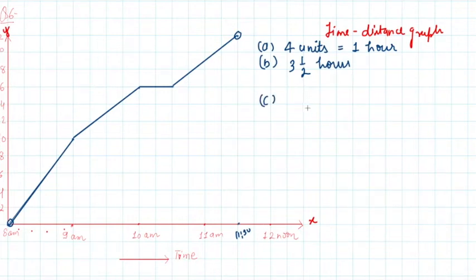Let's see the C part. How far is the place of the merchant from the town? It means we have to see the total distance covered. So if you see, the total distance covered is 22 kilometers and he has started from 0. This is your 0 position. So it means how much is the distance? 22 kilometers he has covered so far.